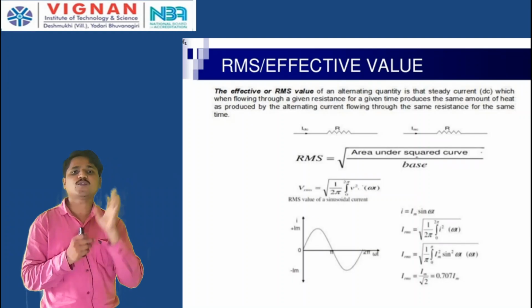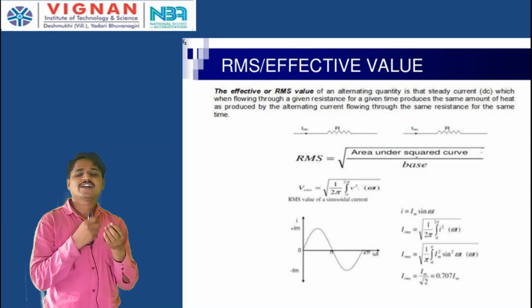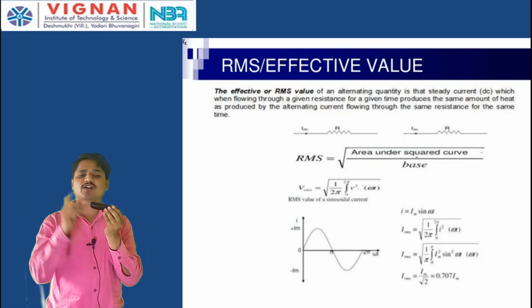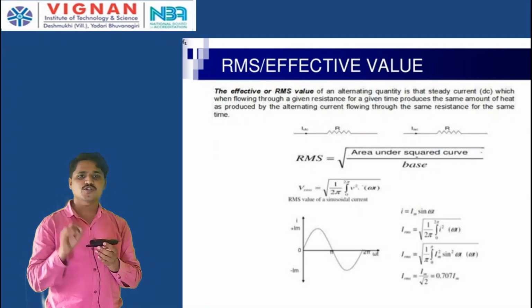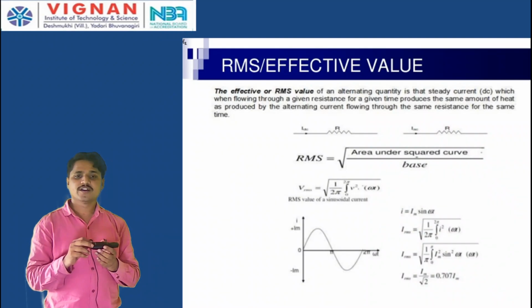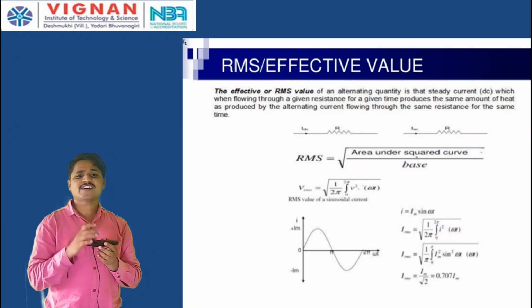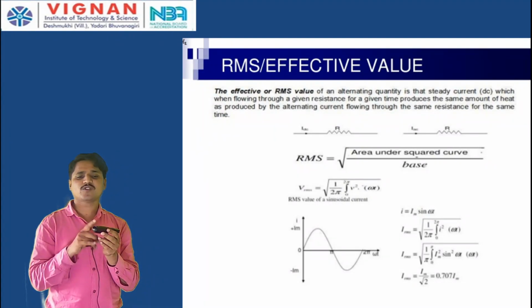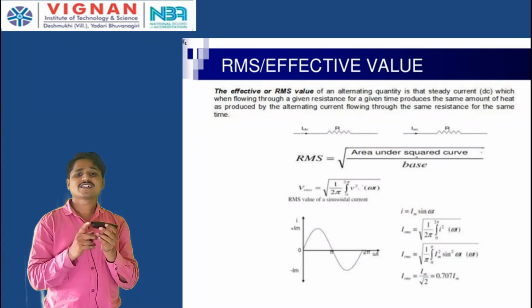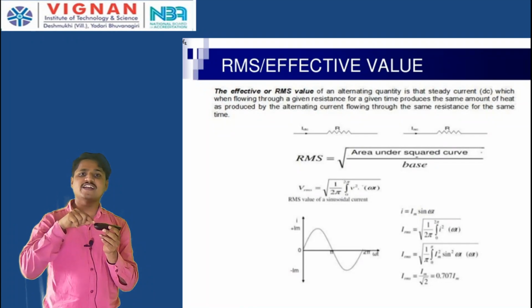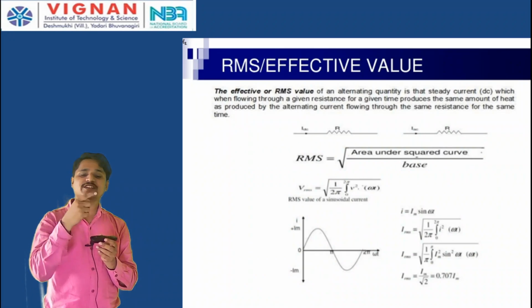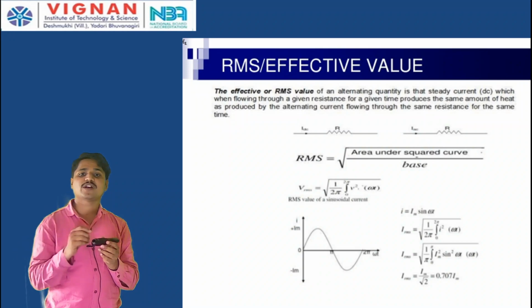That means, you take one resistor and allow the DC current into the resistor. How much amount of heat is produced? You note it down, please record it. Next time you allow the AC current through the same resistor over the same period of time. If it is 1 minute for DC current, then allow the AC current also for 1 minute, the same amount of time. Then the RMS value of this AC current is equal to the DC current. So, that is nothing but our RMS value or effective value.